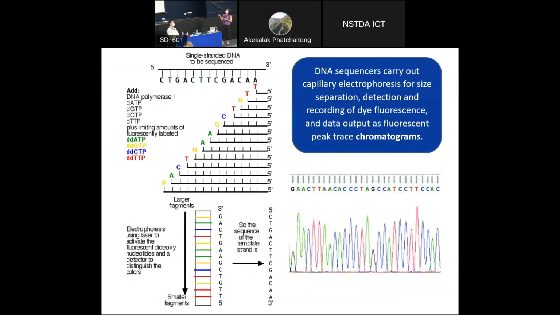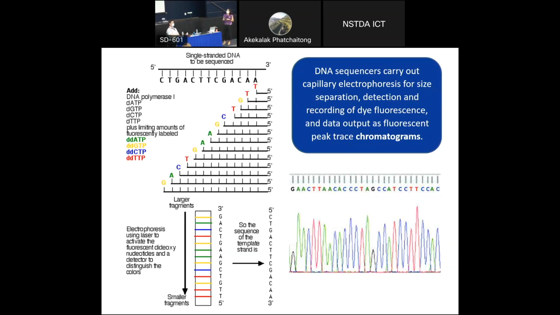Each of the bases is associated with a different fluorescent dye color. And what you get is a chromatogram that looks like this. This is the smallest product, and this is the larger one. So you're probably familiar with this graph.